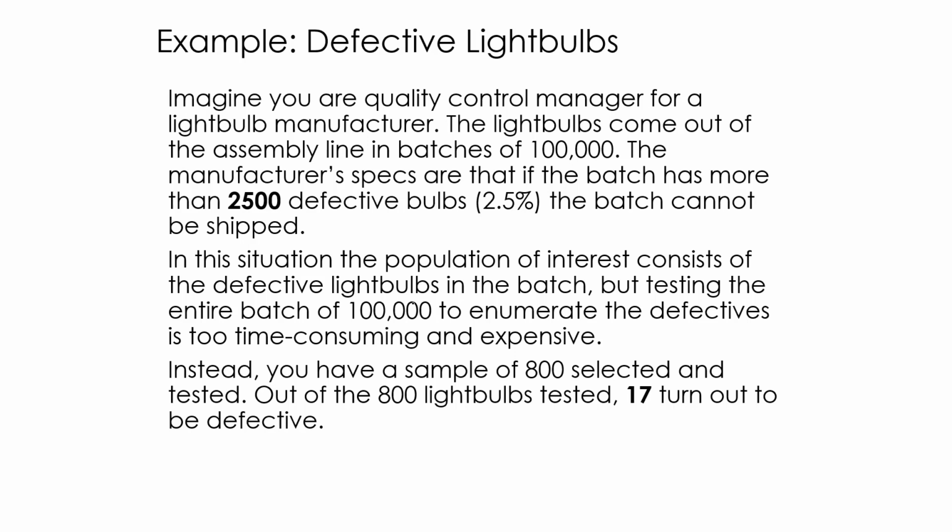So since you have a defect rate of 17 out of 800 in your sample, you can assume that this is approximately the same thing as the number of defectives in your entire batch, which you don't know how many are defective, but you do know that there are 100,000. And then you can solve this proportion to get that n is equal to 2125.